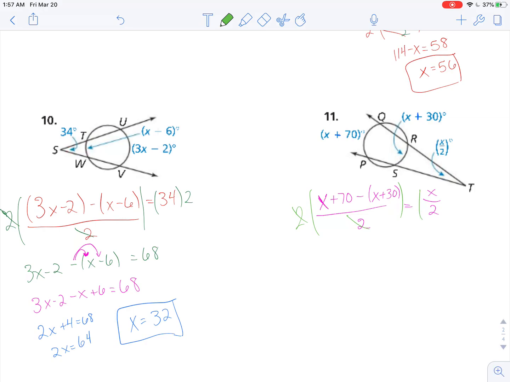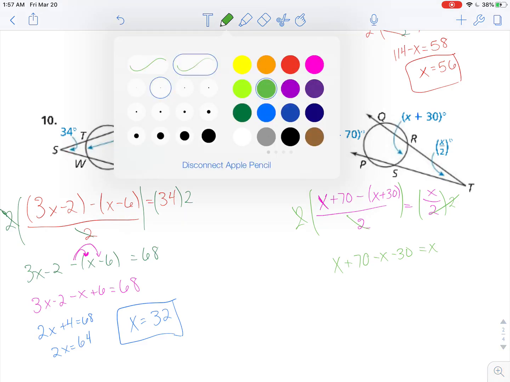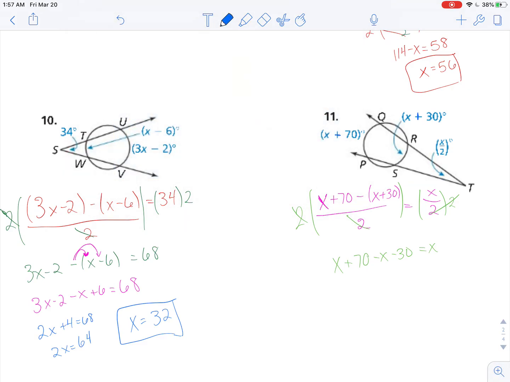So let's get rid of our fraction. So opposite of dividing by 2 is multiplying by 2. Now, x plus 70 minus x minus 30, remember we've got to distribute that negative, equals x. And this is kind of a weird situation. We've got a positive and negative x. Those are going to reduce to 0.